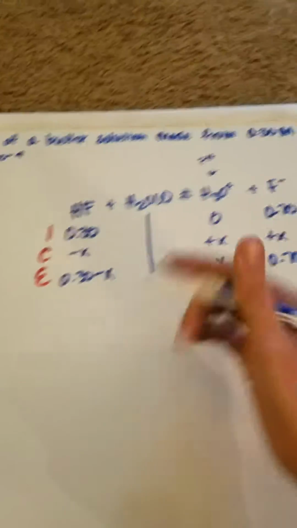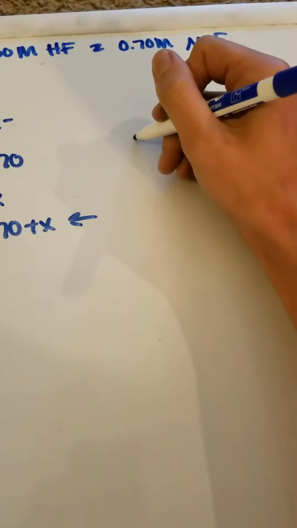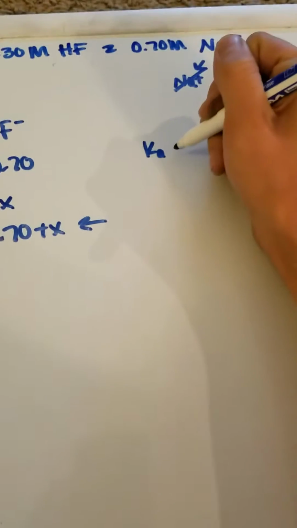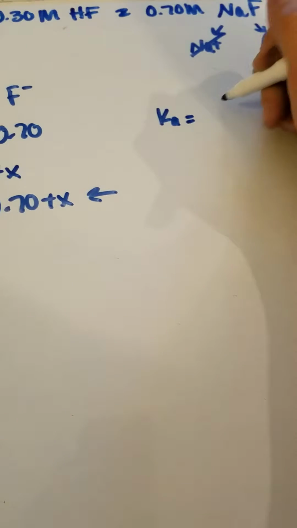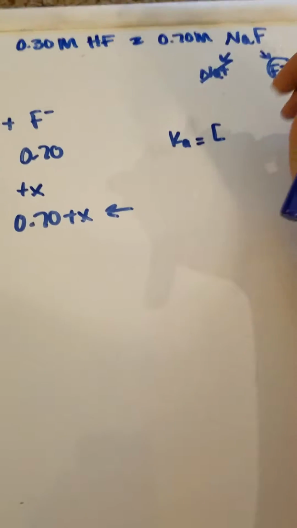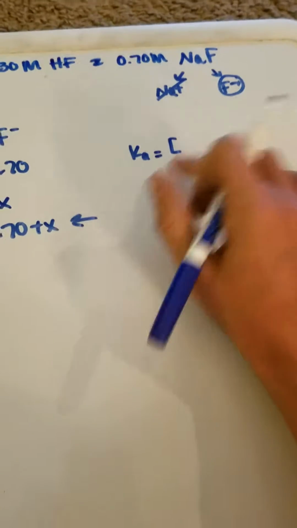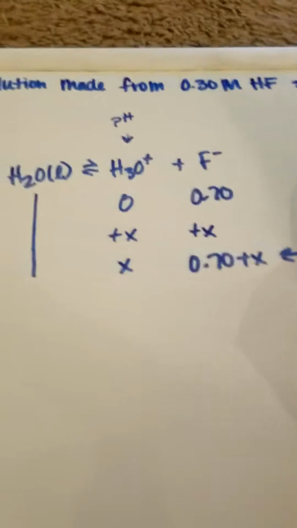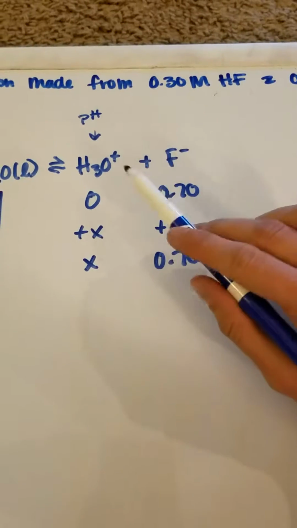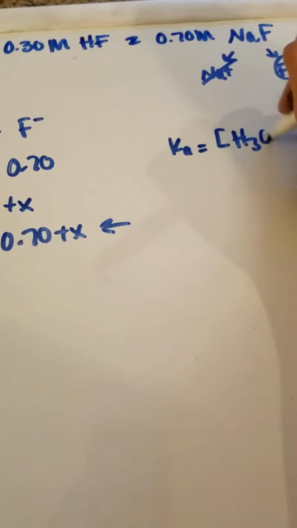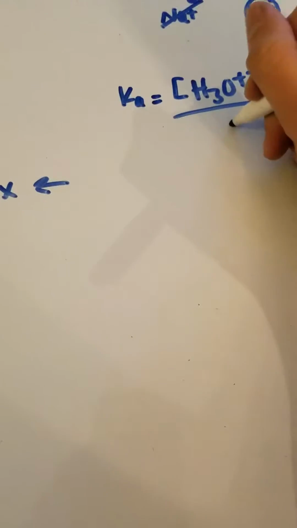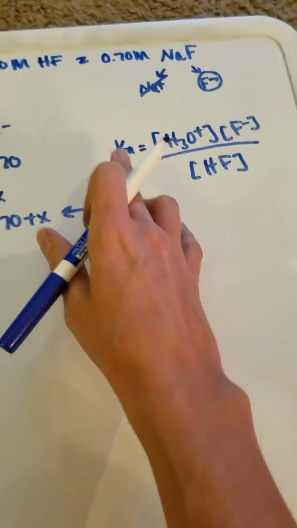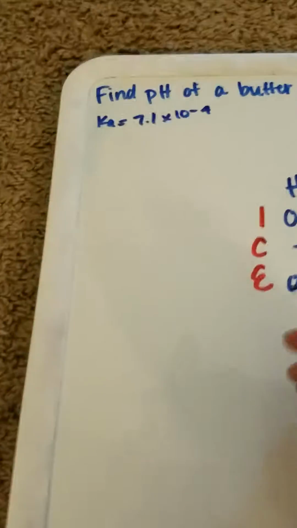Again, just like any other ice table, we're going to set up our equilibrium expression, which if we're talking about a weak acid, is Ka, and that's equal to the concentration of our products over our reactants. So our products here are H3O plus and F minus, and that's over our reactant. We don't care about water, we're just going to use the HF. Okay, we have all these values. We're given the Ka in our problem up here, so all we have to do is plug and play.